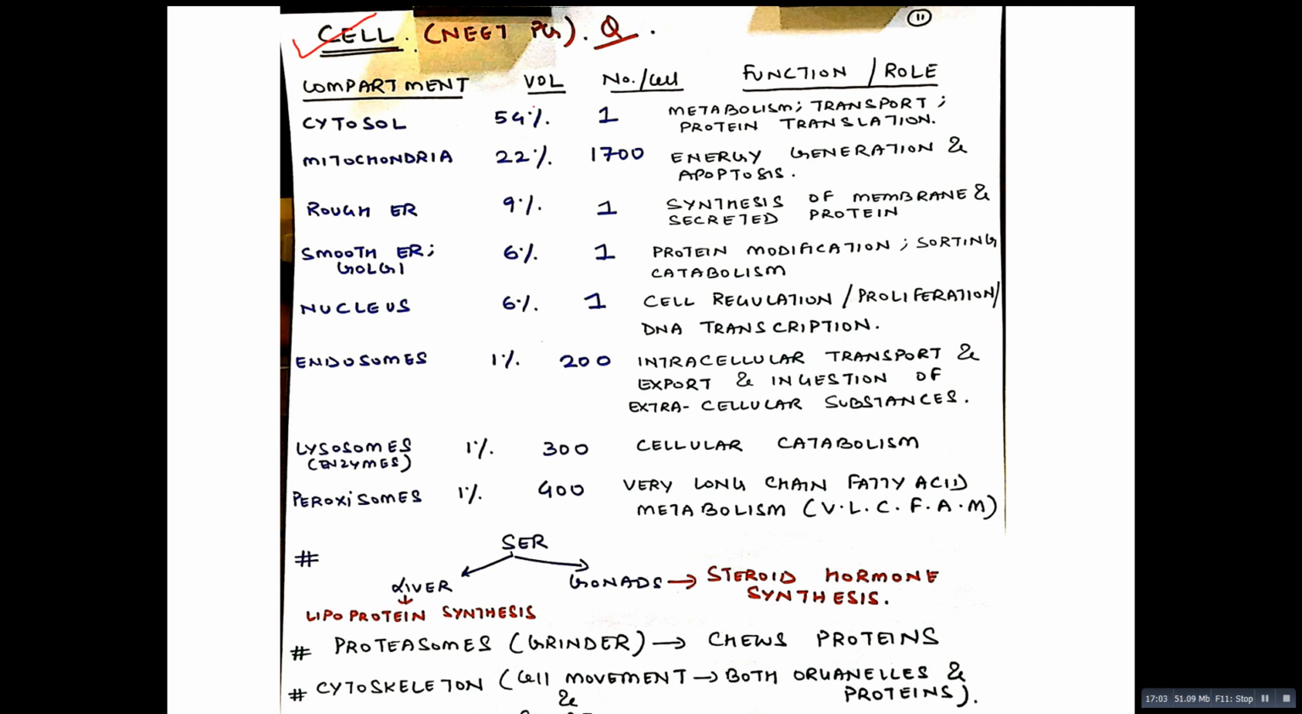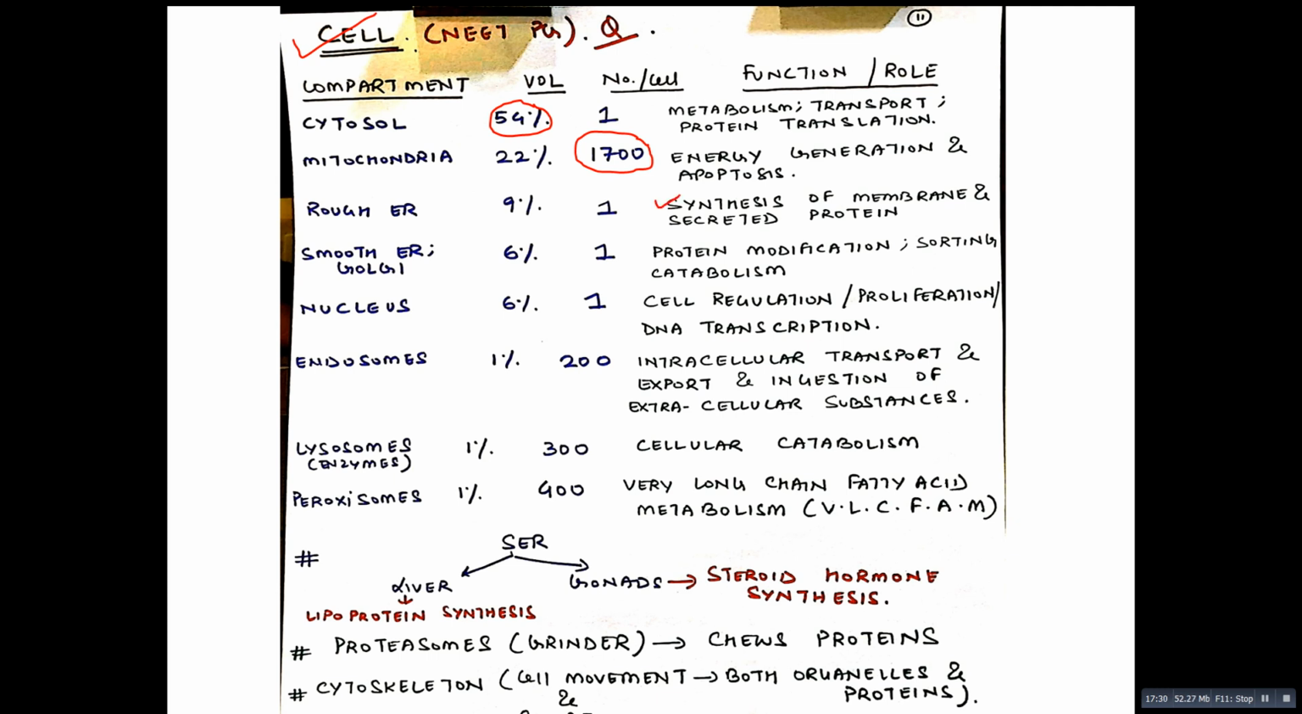Mitochondria, maximum number of mitochondria present per cell. So there are 1700 mitochondria per cell. And we all know the main function being energy generation and apoptosis. The rough endoplasmic reticulum is associated with synthesis of membrane and secreted protein. The smooth endoplasmic reticulum deals with protein modification, sorting, and catabolism.